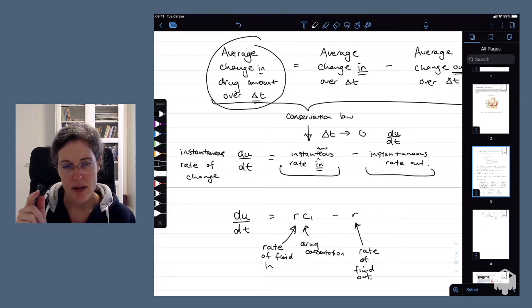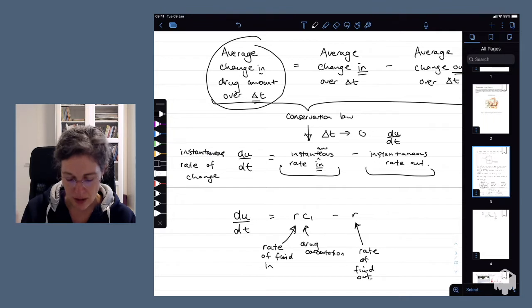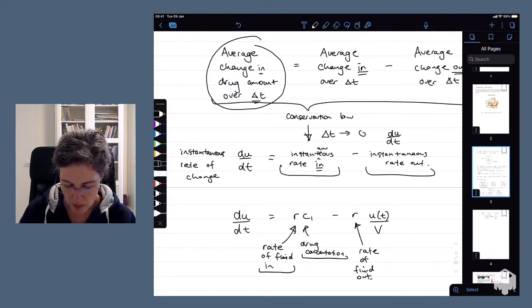But now we need to think about how much of the drug is leaving, and so we need to know the concentration of the drug within the cochlea. Well, how much is there? So what's the concentration? It's going to be however much drug there is, which is the thing we're actually trying to find, divided by the volume, and that will give us the concentration. So for each of the terms on the right-hand side here, we've got a rate multiplied by a concentration. For the first term, it's the drug concentration in the fluid going in, and the second term over here, this is drug concentration in the cochlea.